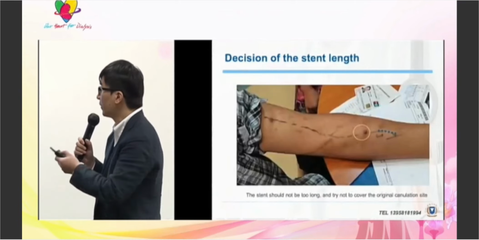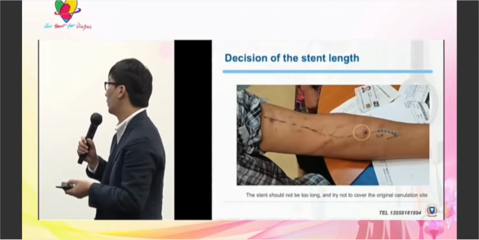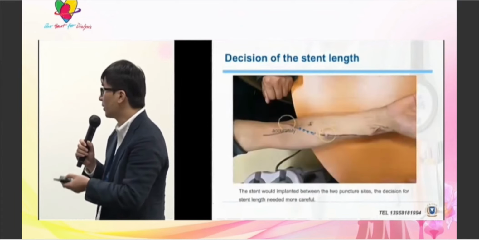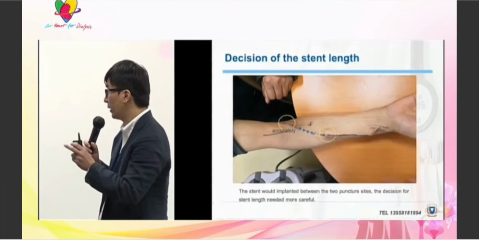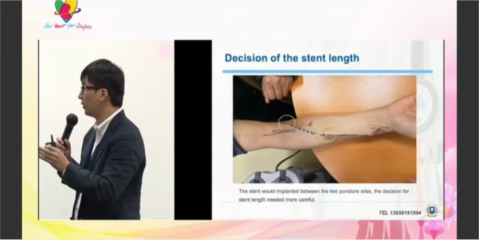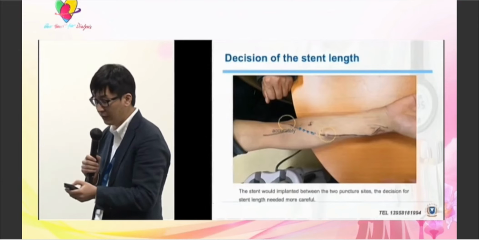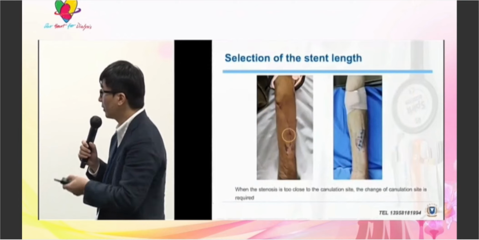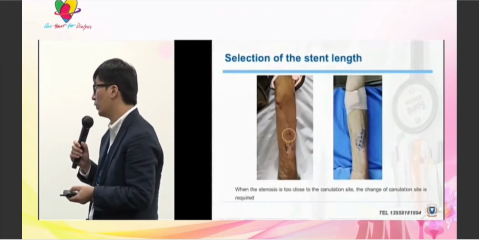This is the cannulation site, so we put a stent here in order to cover it. This is another case, a difficult case, where we should measure the length accurately so as not to cover both cannulation sites. When the stenosis is too close to the cannulation site, we should change the cannulation site.